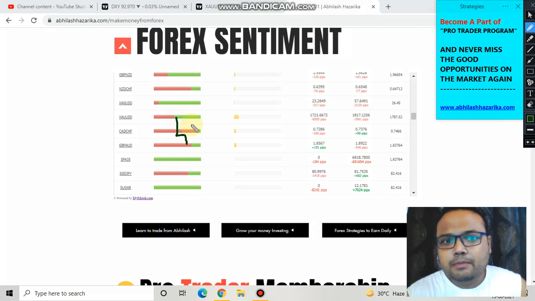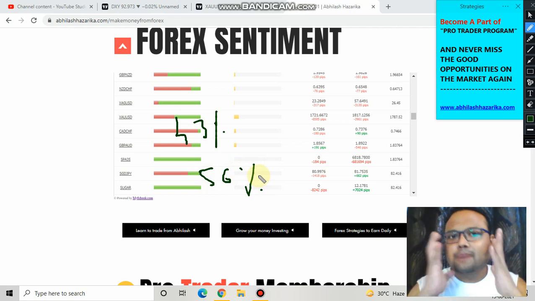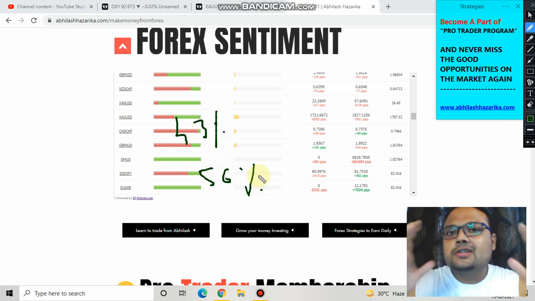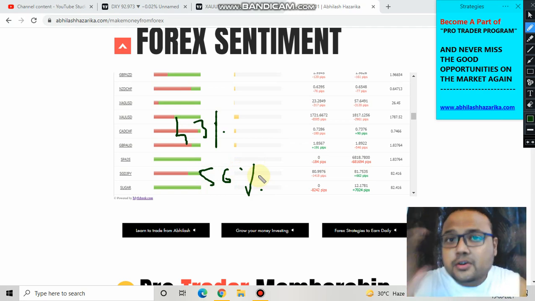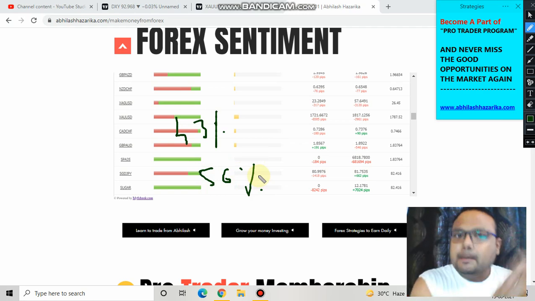43% of retail traders have taken a short position and only 56% long. There is not much difference. It's kind of a sideways market. Even the retail traders are in a dilemma. They are confused. They are also not sure whether the market will be going up or going down.